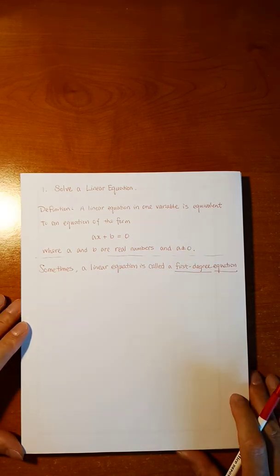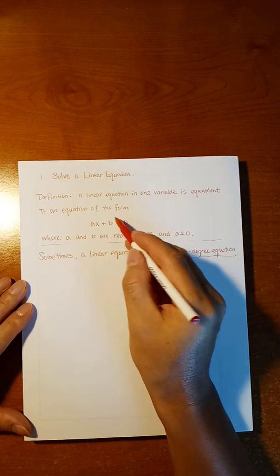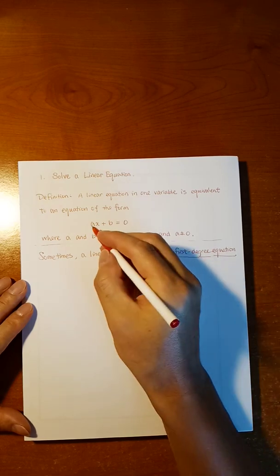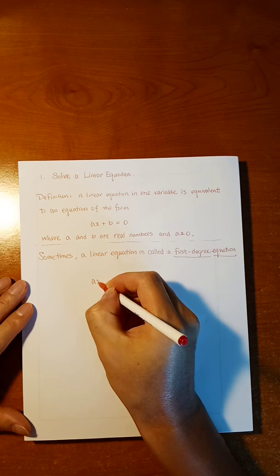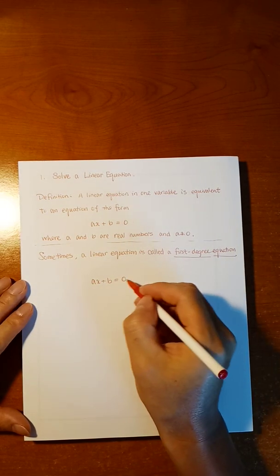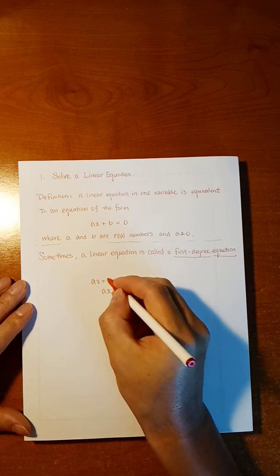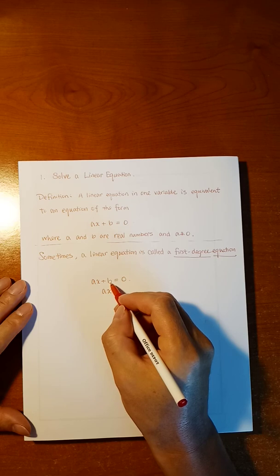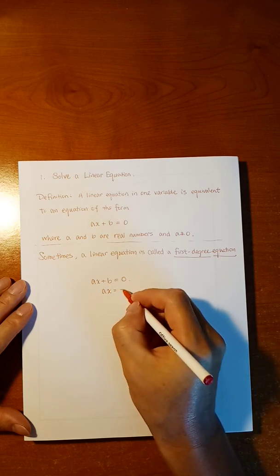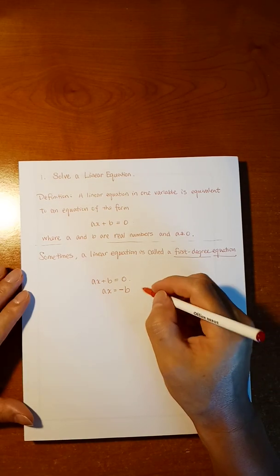Okay? So when we have such a standard form, how do we solve it? We first subtract b from two sides. Left side minus b, the b cancelled. Right side, 0 minus b is negative b.